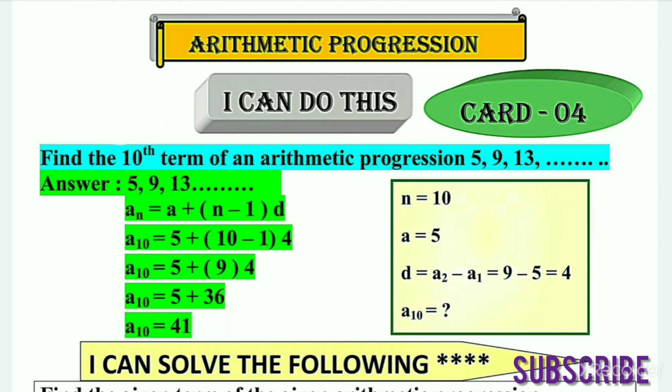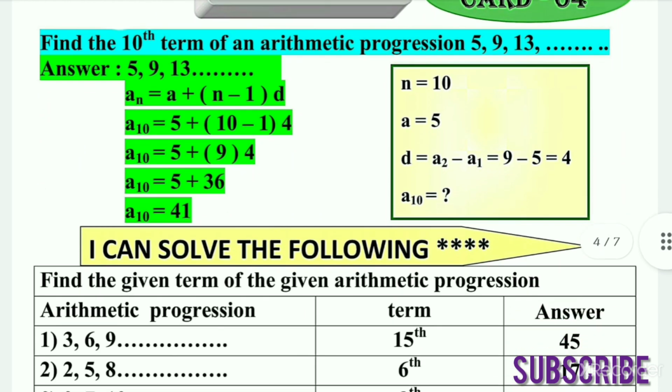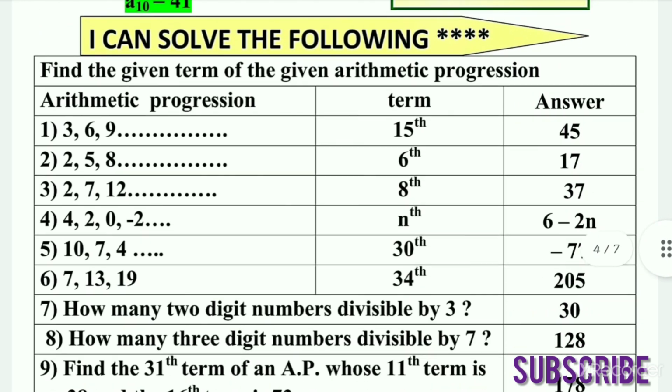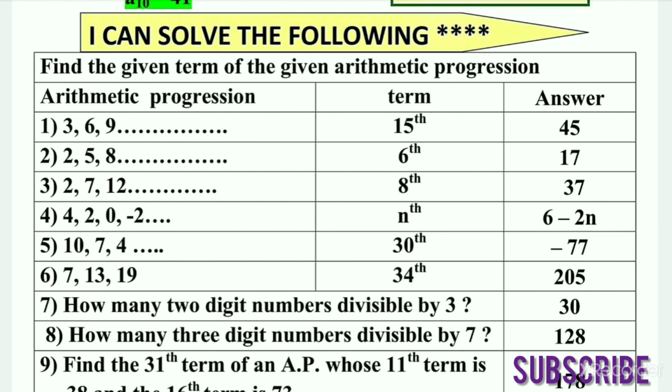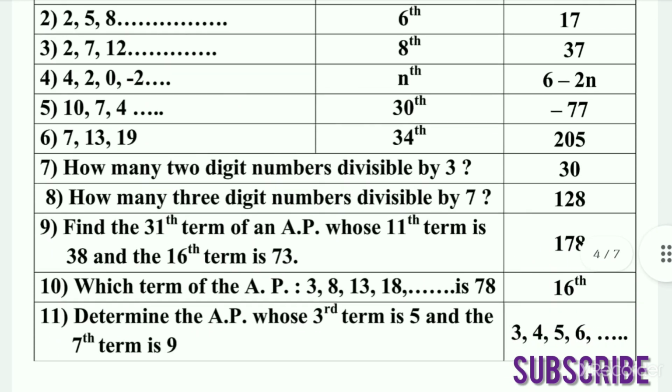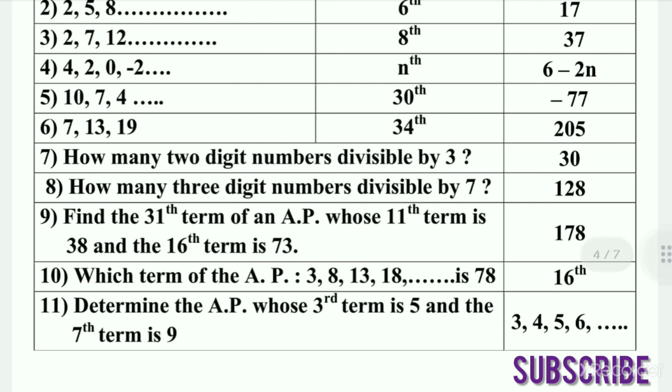In that we know N is equal to 10, A is 5. As usual you can do it, and you will get the answer. A10 is equal to 41. In the same way, I am going to give you homework from here also, children, you can solve it. I have given the question with the direct answer. You want to solve and get the answer. Note down these questions.